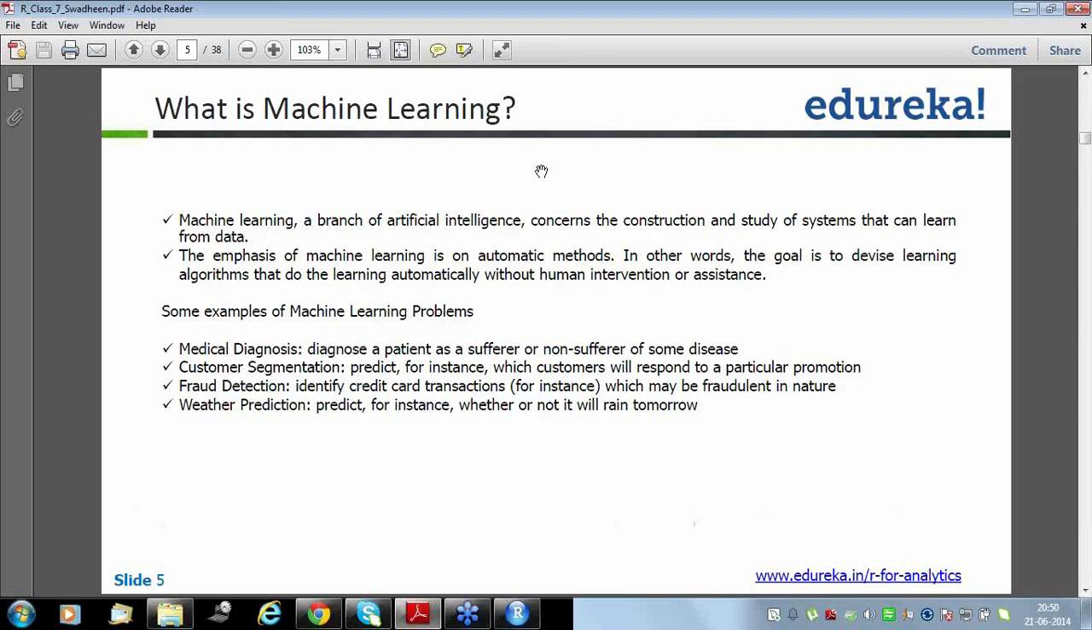Fraud detection: identify credit card transactions, for instance, which may be fraudulent in nature. Weather prediction: predict, for instance, whether or not it will rain tomorrow, something like that. We'll take today's case study on this weather data set. We'll try to understand the cluster analysis on this weather data set that is already available in R.